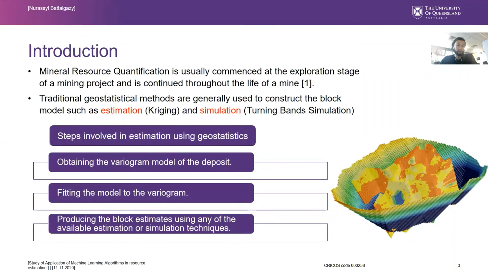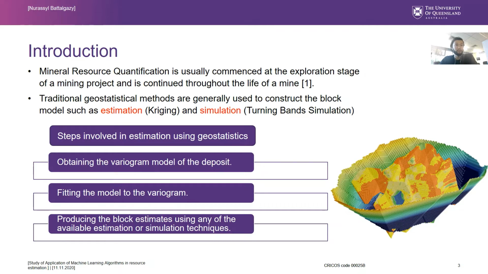So mineral resource quantification is usually commenced at the beginning of every mining project at the exploration stage, and is continuously used throughout the life of a mine. Generally, construction of a block model can be done by two statistical methods: estimation, like kriging for example, and simulation, like turning band simulation or other simulation methods.